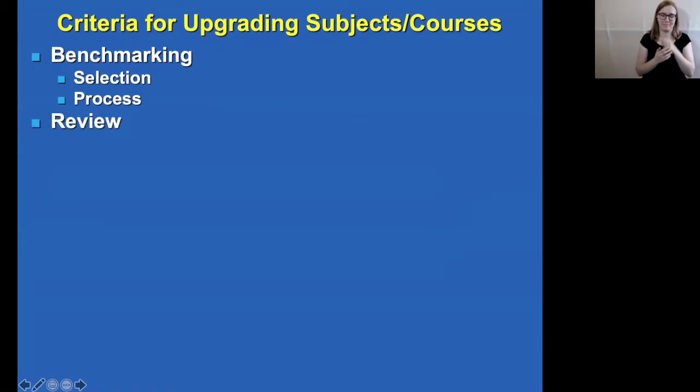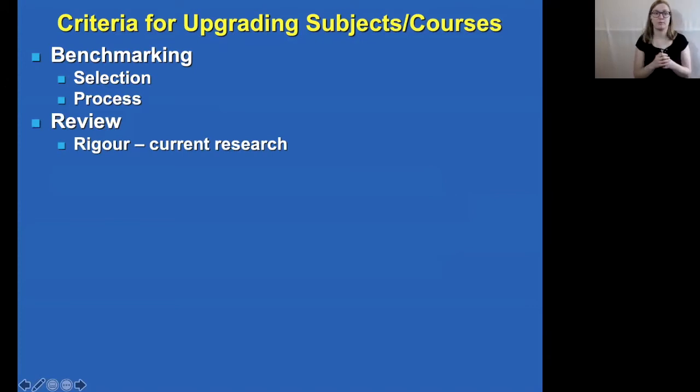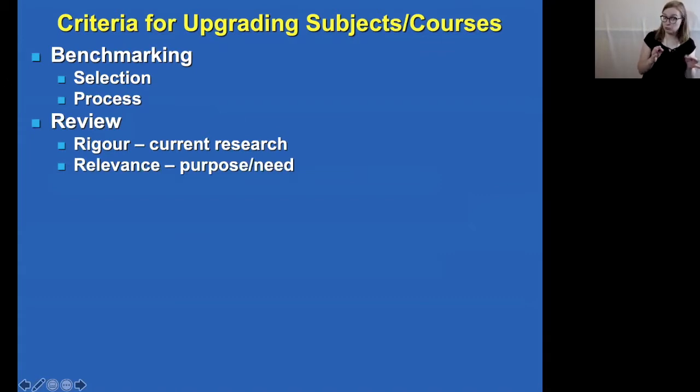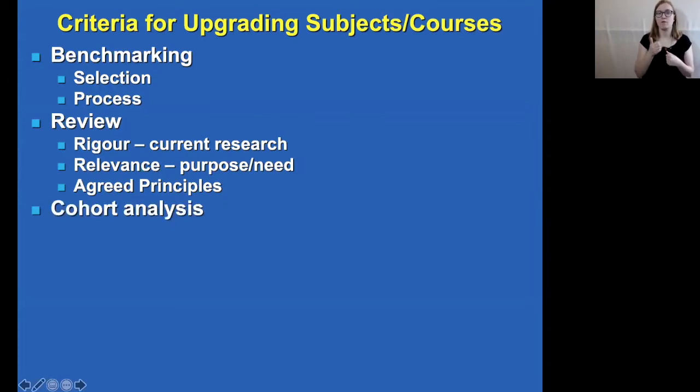So there's a process, and I'll go through that. And then you review the material. You look for rigor using current research. Relevance, whether the purpose and need, you need to check whether the courses are still relevant. They're still meeting the purpose that they were intended for and a need. Set some agreed principles that you want to make sure all your courses comply with.